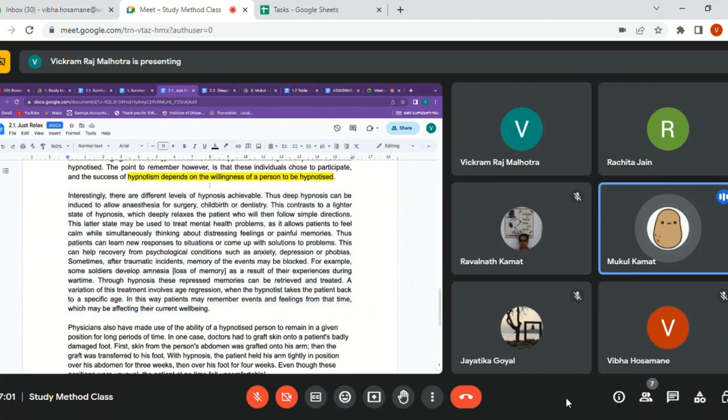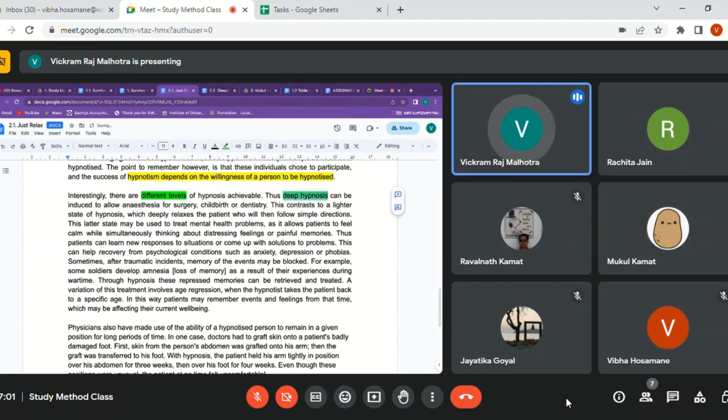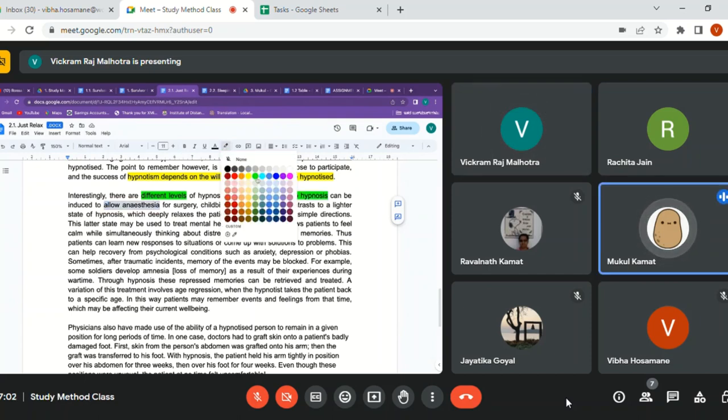Interestingly, there are different levels of hypnosis achievable. Thus, deep hypnosis can be induced to allow anesthesia for surgery, childbirth, or dentistry. Okay, give me the keywords, the keywords at every one or two sentences. Different levels. Correct. Deep hypnosis. That's it. Deep hypnosis to allow anesthesia. But in the next line, you can say deeply relaxing the patient.